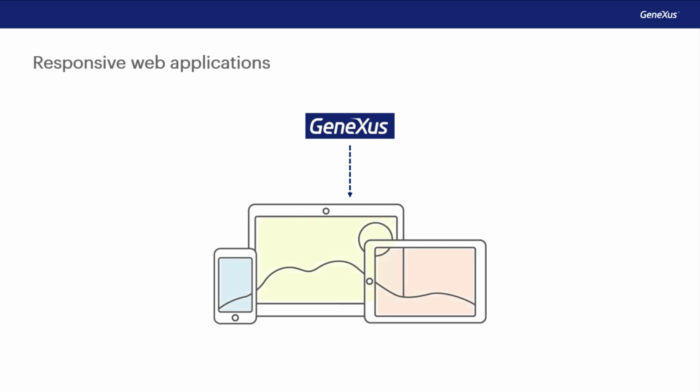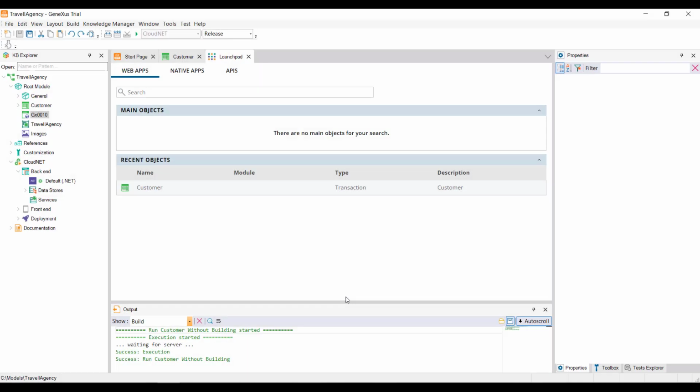These functions allow us to show different layouts depending on the screen size of the device. Now that we've seen everything that was automatically generated by Genexus using the customer transaction that we've created, let's go back to the development environment. Now we'll upload this knowledge base to a Genexus server in the cloud.